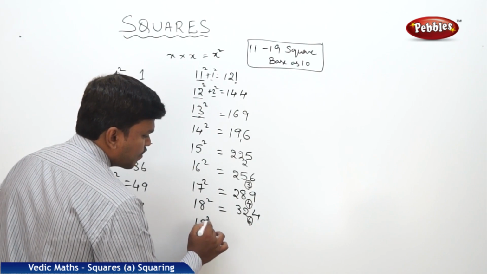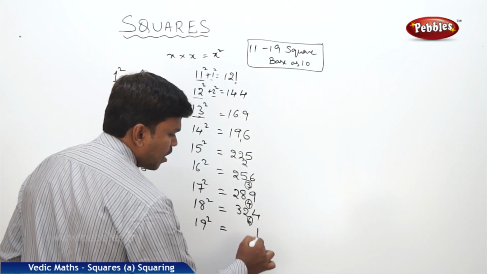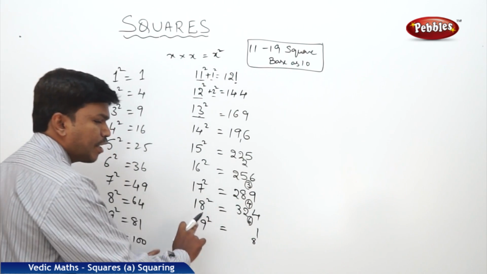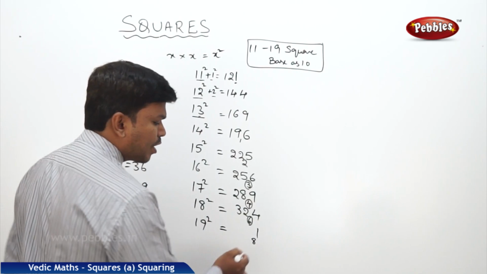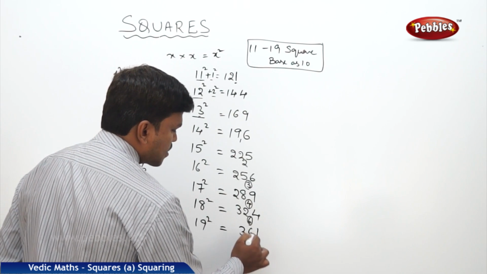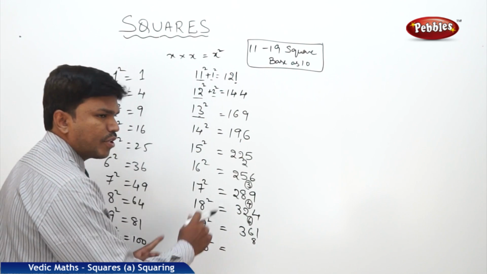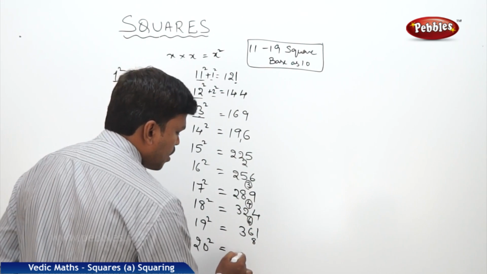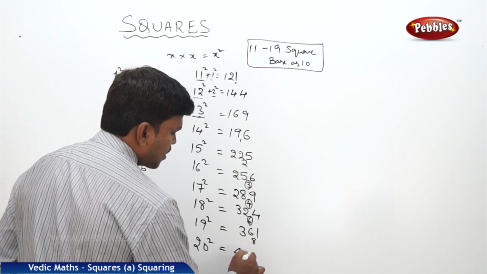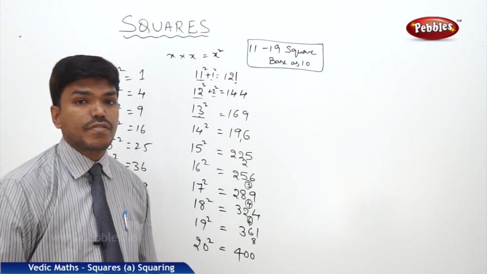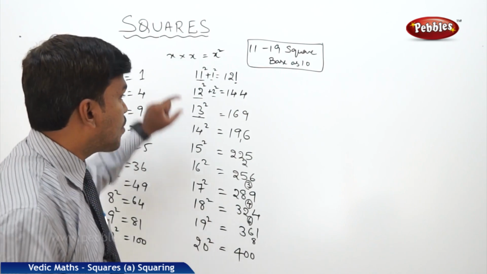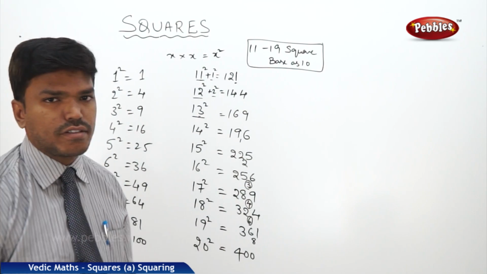Now, 19 square, 9 square, 81. Drop 1, carry 8. 19 plus 9, 28. 28 plus 8, 36. Now 20 square, it's easy. Anybody can say 20 into 20. That is 2 square is 4. And how many zeros? 2 zeros will get 400. So like this we can easily remember from 11 to 20.